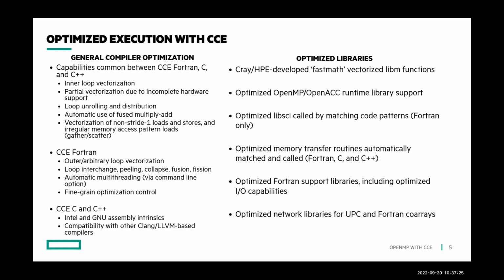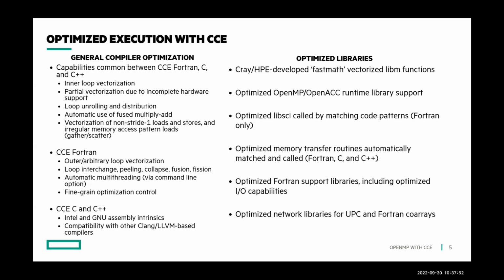We also support automatic multi-threading, which will leverage the infrastructure we have for OpenMP. So we can analyze loops, and if we determine that it's both profitable and legal, we can auto-thread loops. And as I had mentioned earlier, there's also a lot of fine-grained optimization control available in our Fortran compiler. And then coupled with our compiler, we have a number of the optimized libraries, which I mentioned previously.